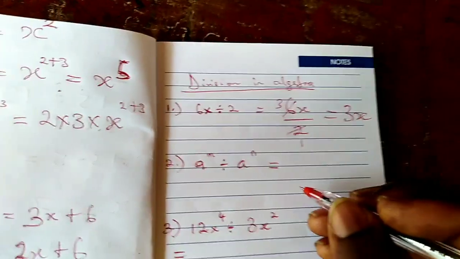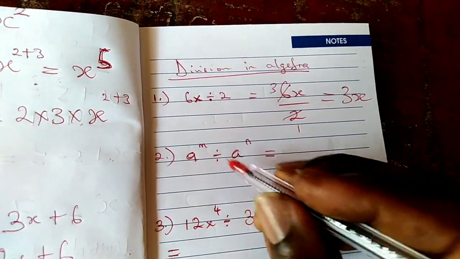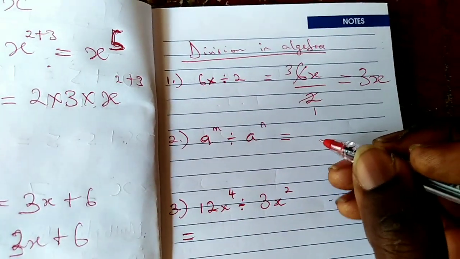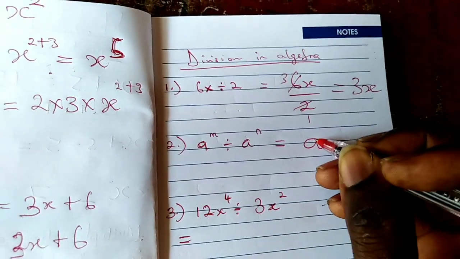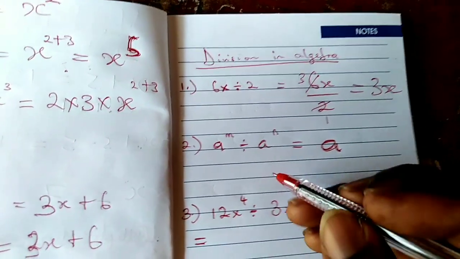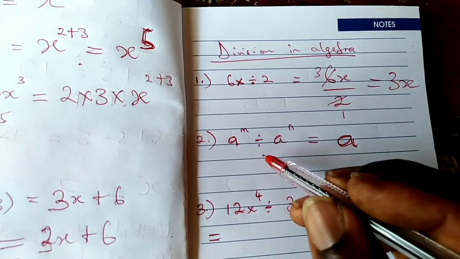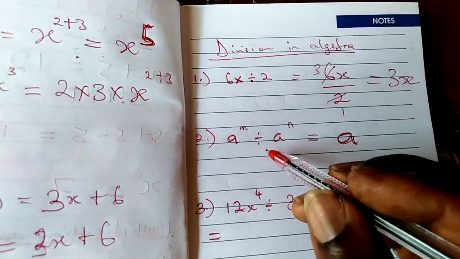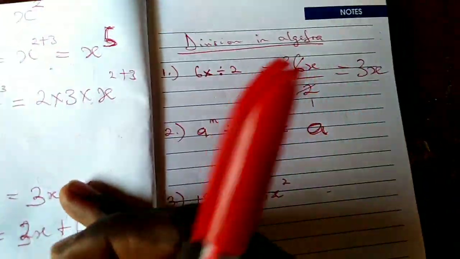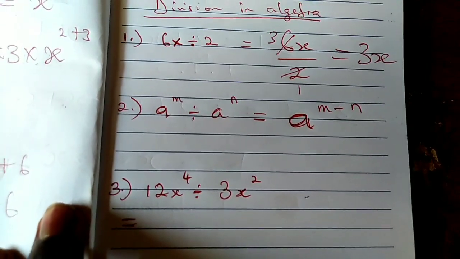Then over here, I have a raised to the power of m divided by a raised to the power of n. That will give us a like this. So wherever division exists, the power will be subtracted. So it will be something like this: a raised to the power of m minus n. Can you see it?